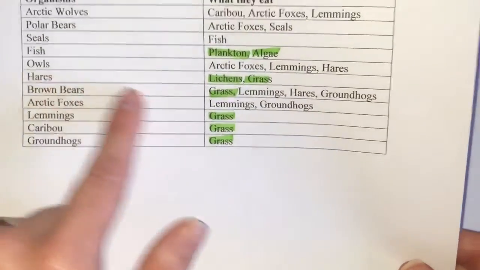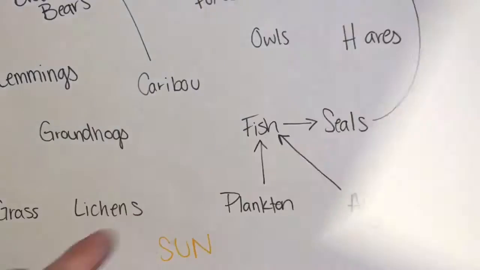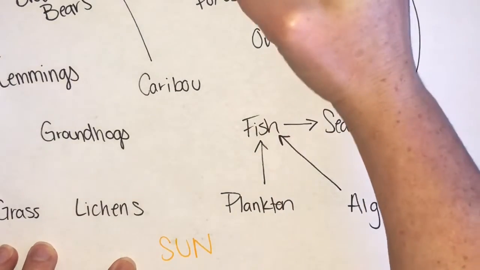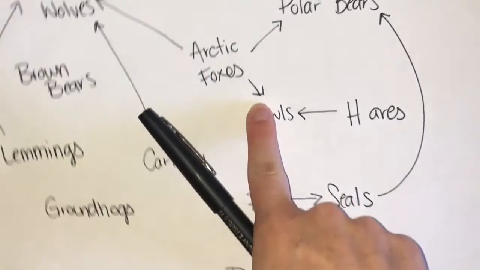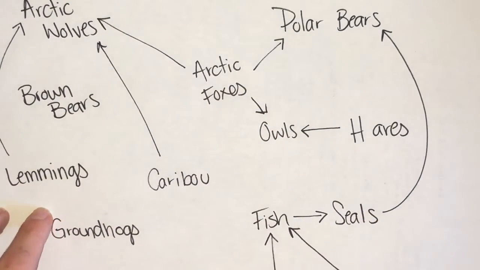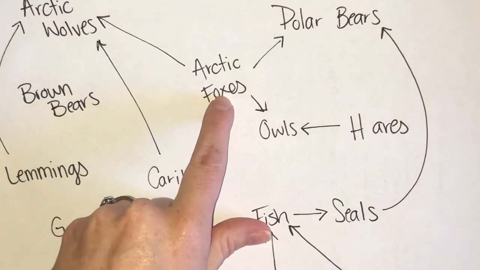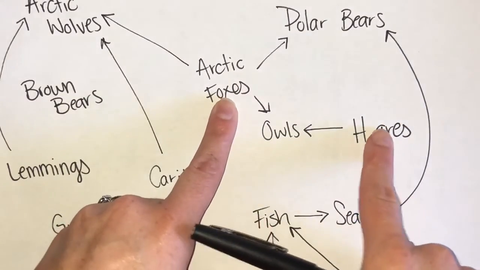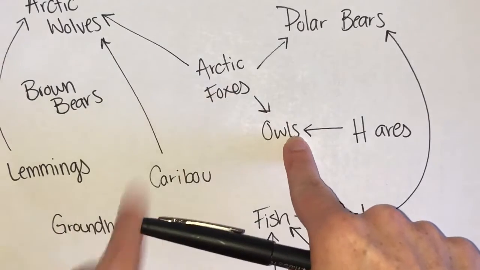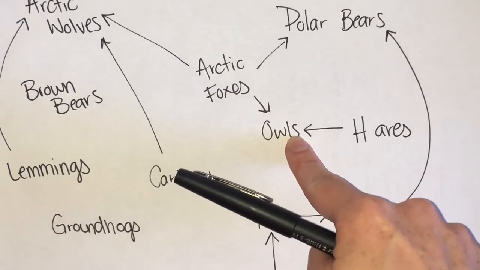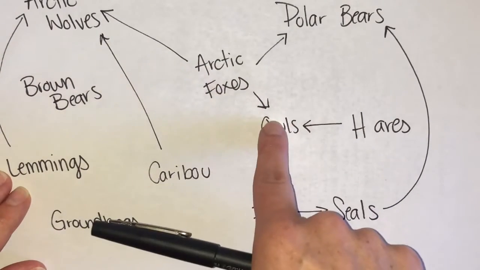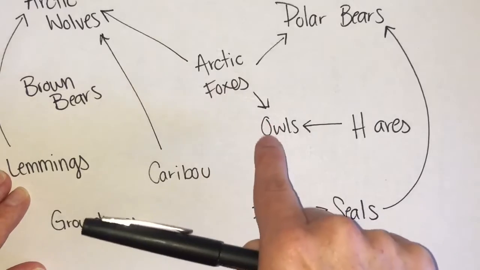Next, owls eat Arctic foxes, lemmings, and hares. So, now notice this arrow goes down here. That's okay. That's just because of the location where I wrote Arctic foxes. Again, the arrows don't always have to go up. Sometimes they can go to the side or down, depending on what is eating what, okay? So the owl eats the Arctic fox, therefore the arrow goes down from Arctic fox to owls.